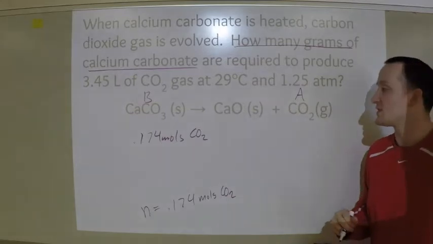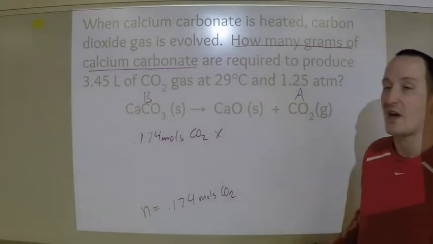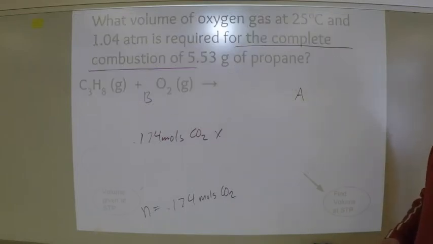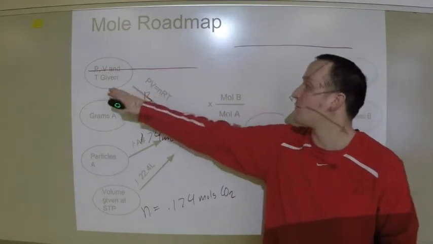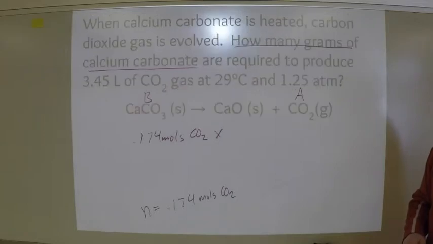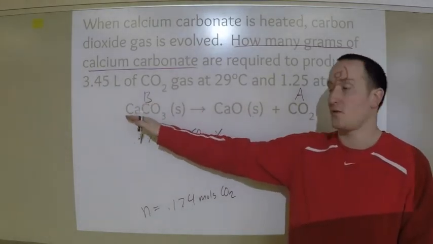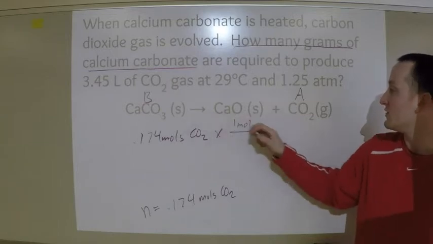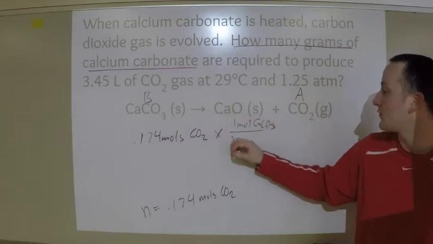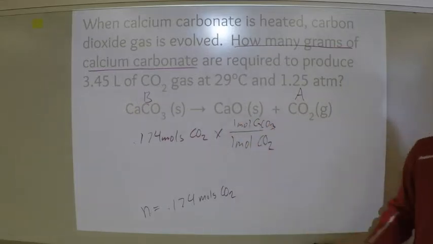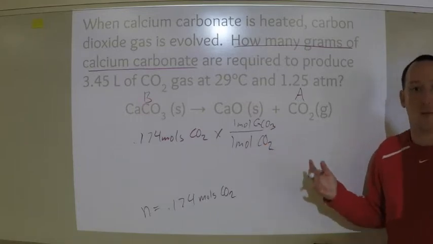So I've got my 0.174 moles of CO2. My next step is I need to multiply by B over A, because what we just did was this conversion step here. We converted from pressure, volume, and temperature to moles. Now we're converting from moles of A to moles of B. So my coefficient, I have 1 mole of B for every 1 mole of A. So I'm just going to multiply by 1 mole of CaCO3 for every 1 mole of CO2. Again, that's 1 over 1, which means I'm going to multiply by 1 and then divide by 1, which does nothing.